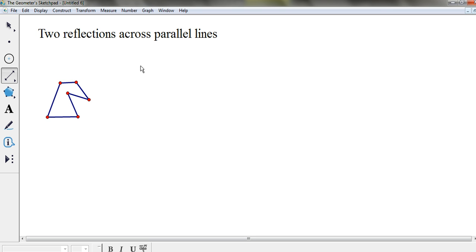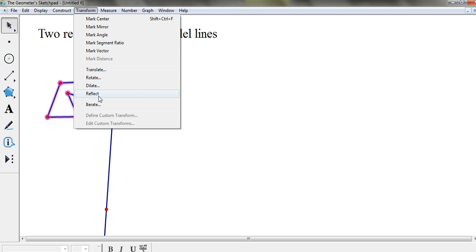To me it looks a little bit like a bird's head, and now I'm going to draw a line. Okay, that's the first line of reflection I'm going to use. And so I'm going to mark that line as a mirror, and then I'm going to reflect my figure across that line.